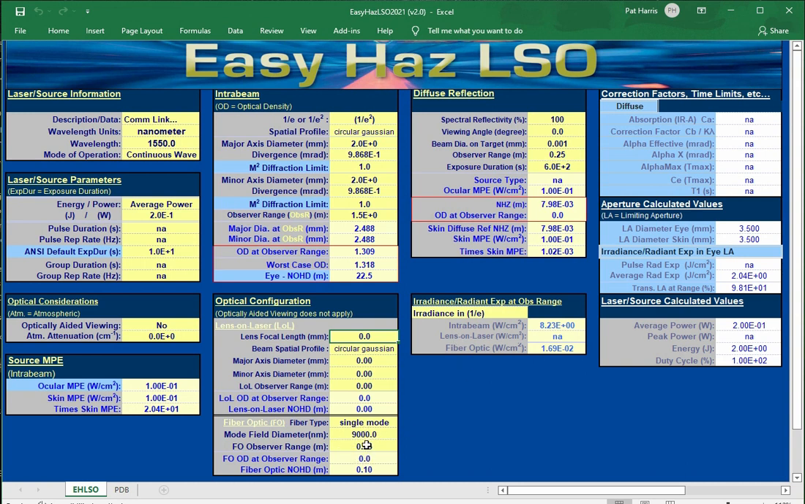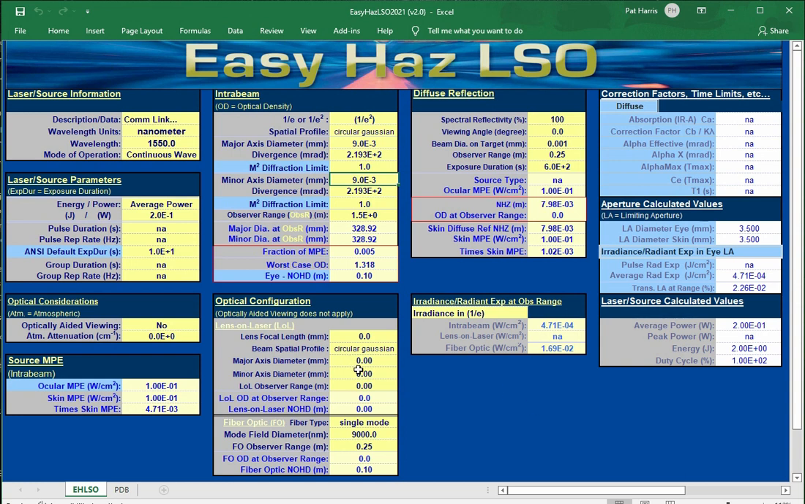Now, can we reproduce this up here? Yeah, we can, because we know that the mode field diameter is considered the 1/e squared beam waist, and for a single mode fiber, we would express this with an M squared of 1. So let's check that out. 9 micron would be 0.009. And then we'll stick with M squared of 1. And what do we have? We have an NOHD of 0.1.